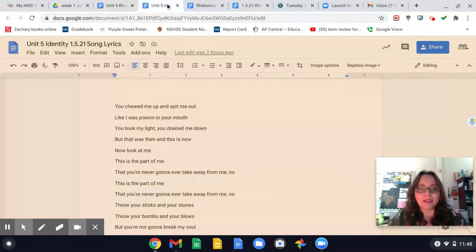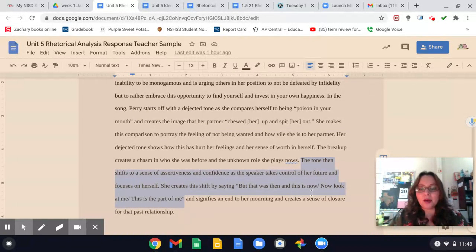As we go back to the evidence, look how it looks here. Remember that all I did was put the little forward slash to show the change in the line break. To show that there's the end of the line, there's the next line, but to still give that paragraph structure here. And signifies an end to her mourning and creates a sense of closure for that past relationship.